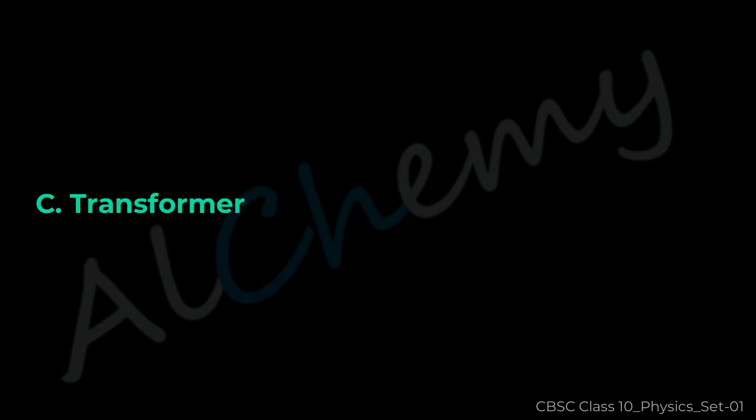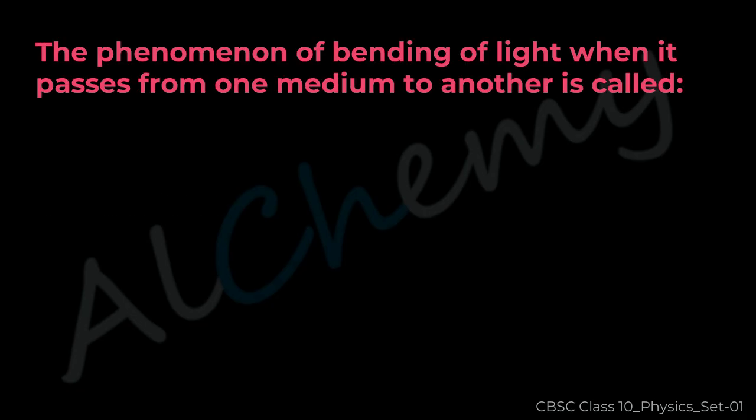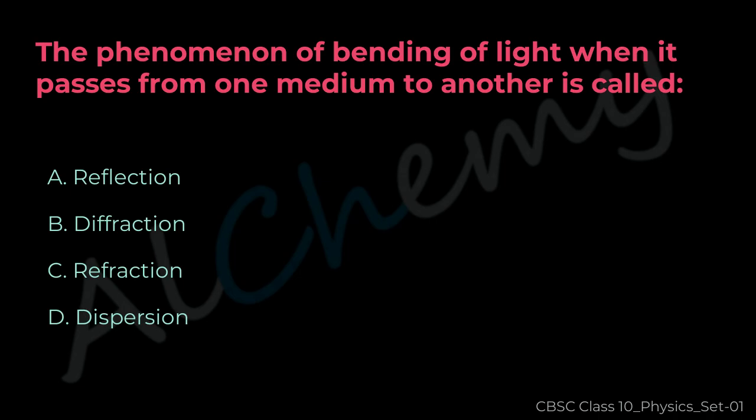The correct answer is C. Transformer. Question 34. The phenomenon of bending of light when it passes from one medium to another is called A. Reflection. B. Diffraction. C. Refraction. D. Dispersion.